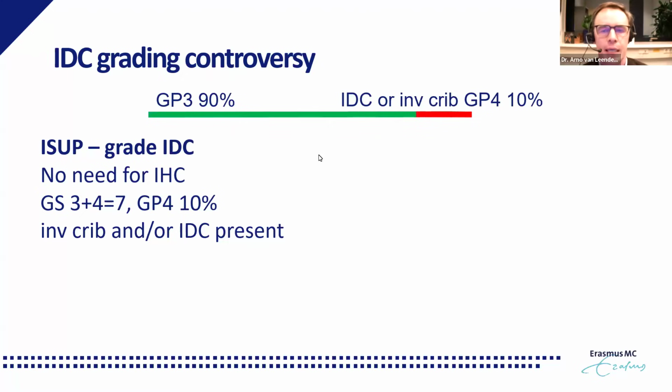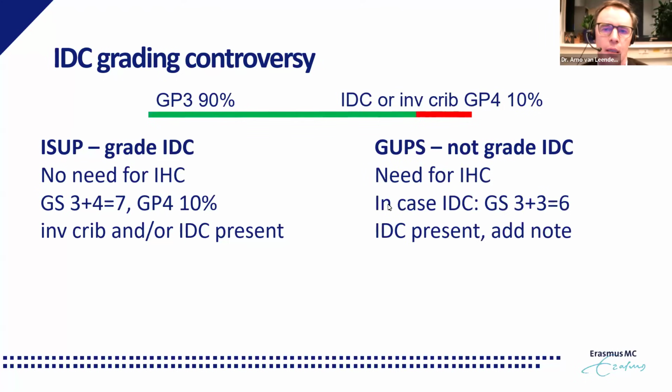Well, ISUP has said something quite practical: both invasive cribriform and intraductal carcinoma are aggressive. You don't have to distinguish them. You don't have to do immunohistochemistry. If you see a cribriform atypical lesion, just grade it as if it were invasive. So in this scenario, you would just report Gleason score 3+4, 7 with 10% pattern 4, and invasive cribriform and/or IDC is present.